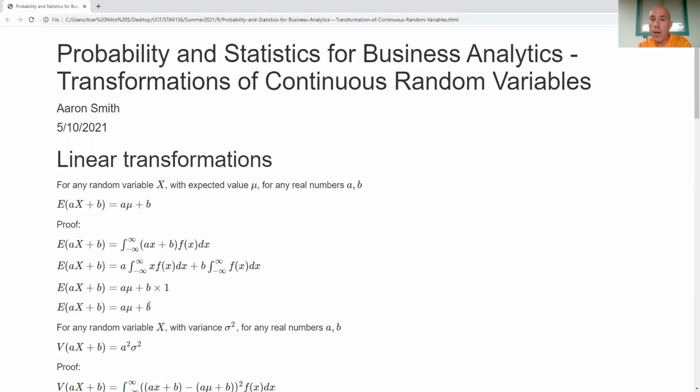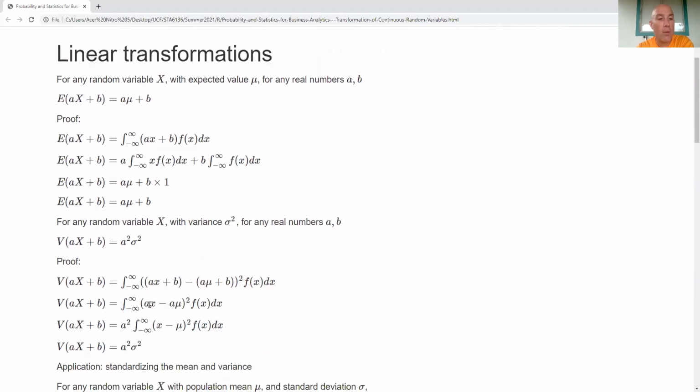Okay, so now let's kick it up a notch. We looked at what's going on for the expected value. Let's take a look at the variance. Now, the variance is a little bit surprising. I was surprised by this when I learned it. For any random variable x with variance sigma squared, if I apply a linear transformation with a and b like this, the variance of ax plus b is a squared times sigma squared. The thing that surprised me about this is that b is not involved.